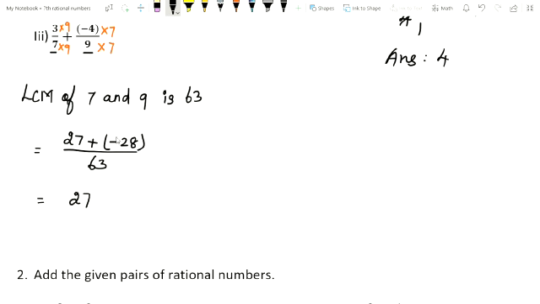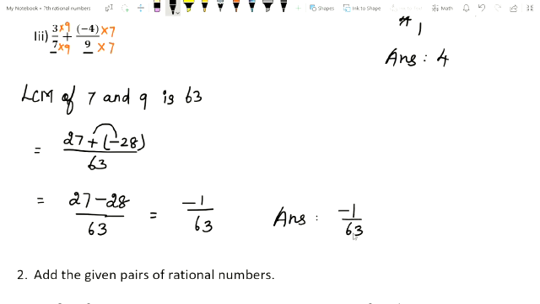27 plus into minus minus 28 divided by 63. Okay. Now here, 27 minus 28. What will you get, children? Minus 1 by 63. So what is the answer, children? Minus 1 by 63.